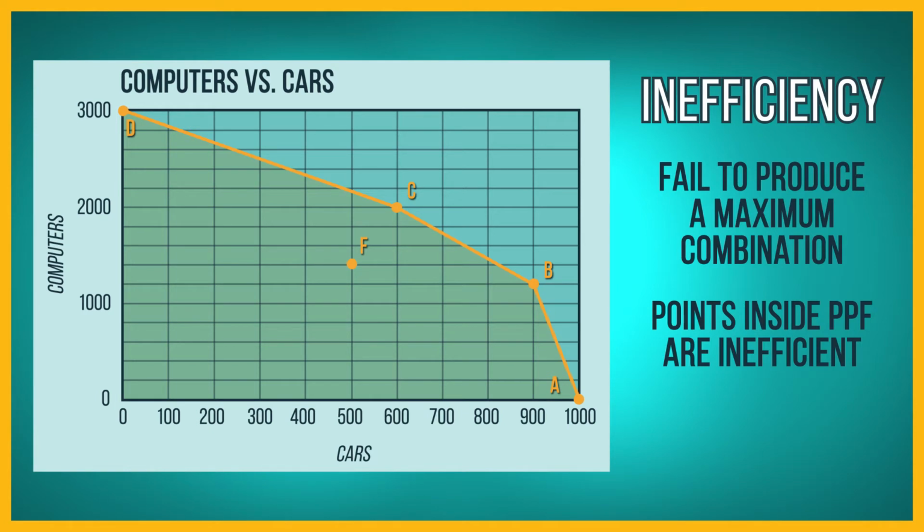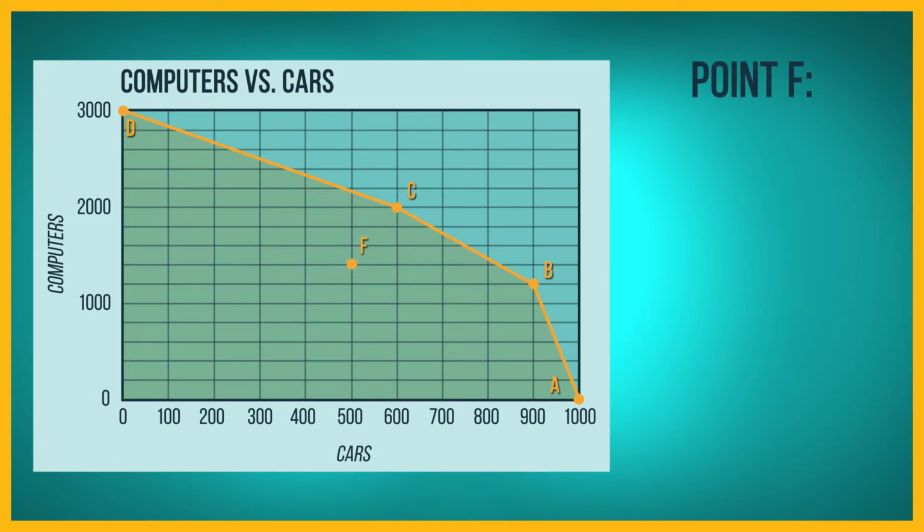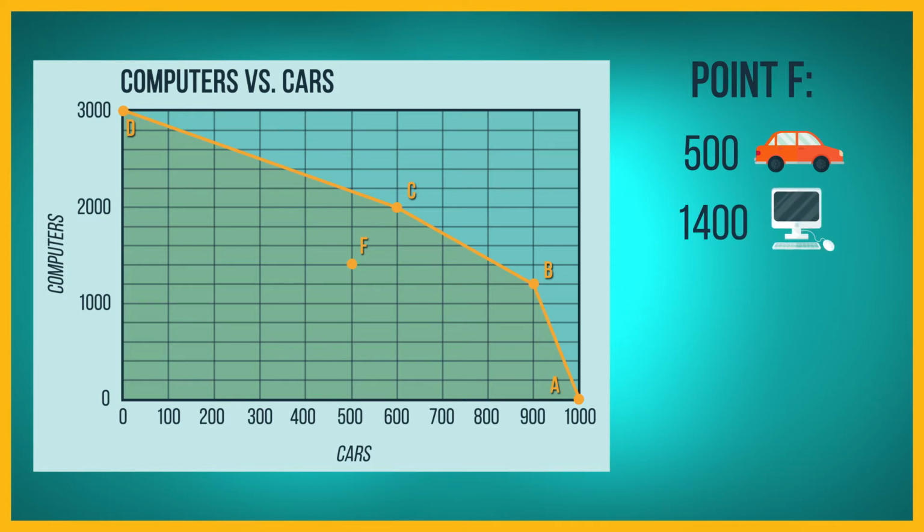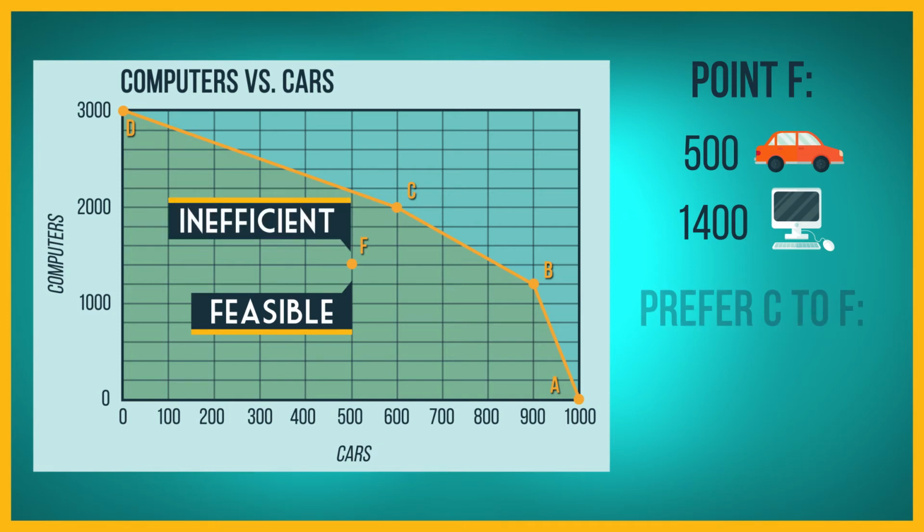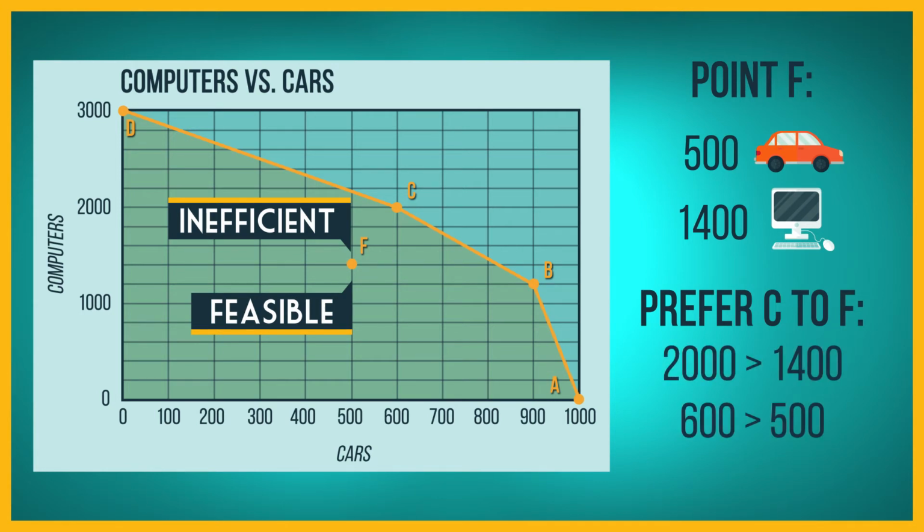For example, point F means that the economy is producing 500 cars and 1,400 computers. Point F is feasible because the economy can produce up to 2,000 computers and 600 cars. However, point F is inefficient because people would prefer point C to point F, and point C is also feasible. People prefer point C to point F because they have more computers and more cars at C than F.